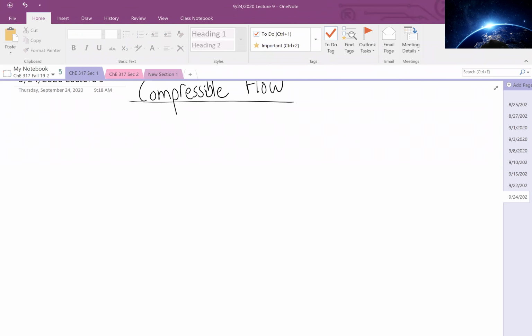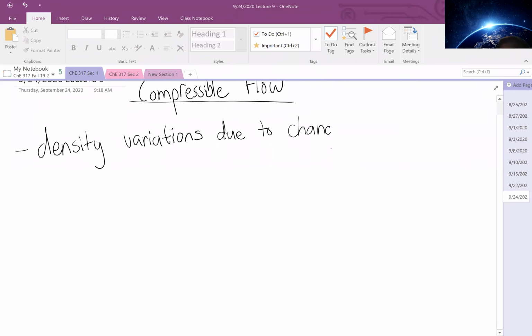Last time we talked about the main difference that we consider when we're looking at compressible flow is that we have density variations due to changes in temperature and pressure.